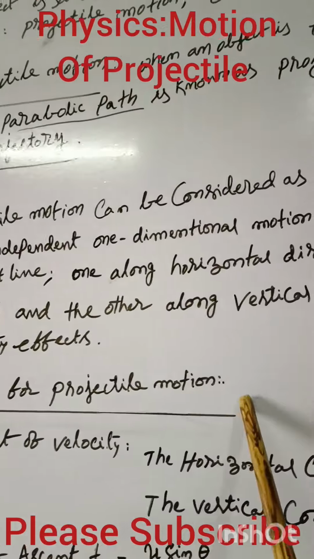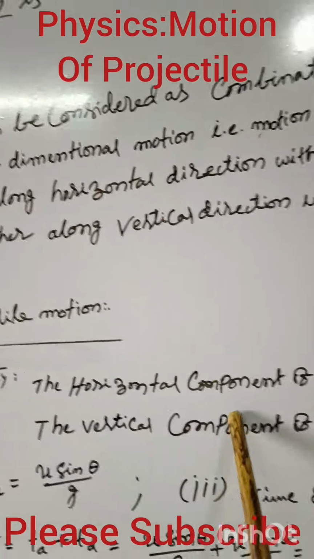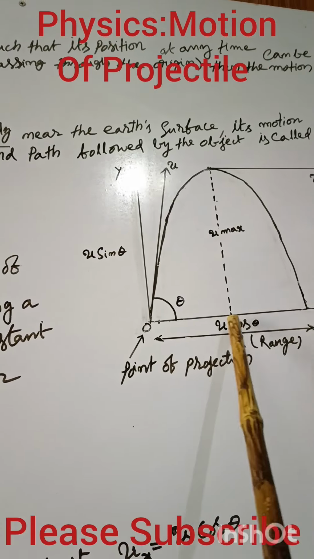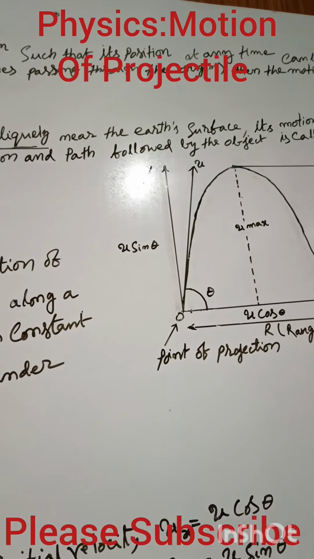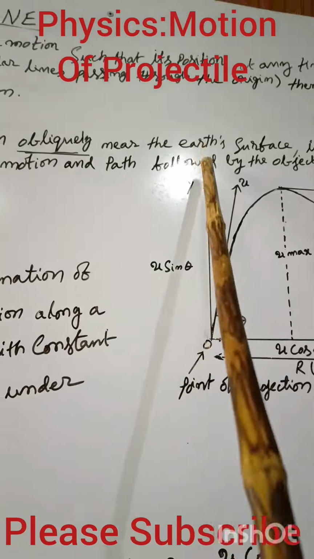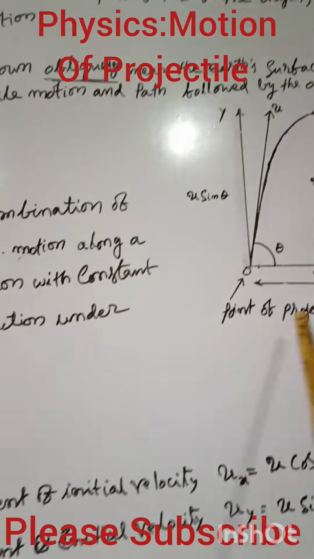Then the formulas for projectile motion. Components of velocity: the horizontal component of velocity, ux, is equal to u cos theta. This is the x direction component. Then the vertical component of initial velocity, uy, is equal to u sin theta. This is the vertical component.